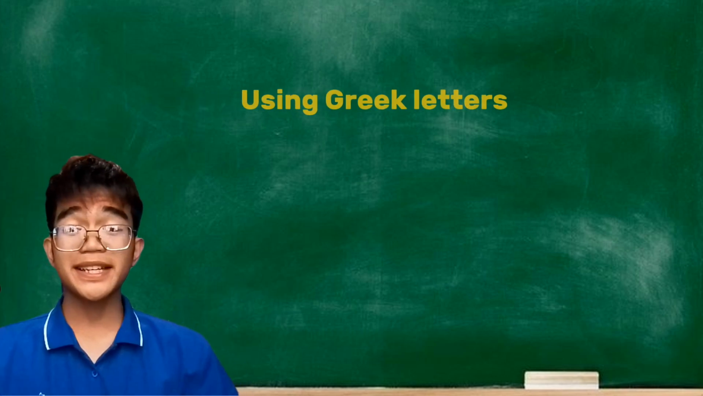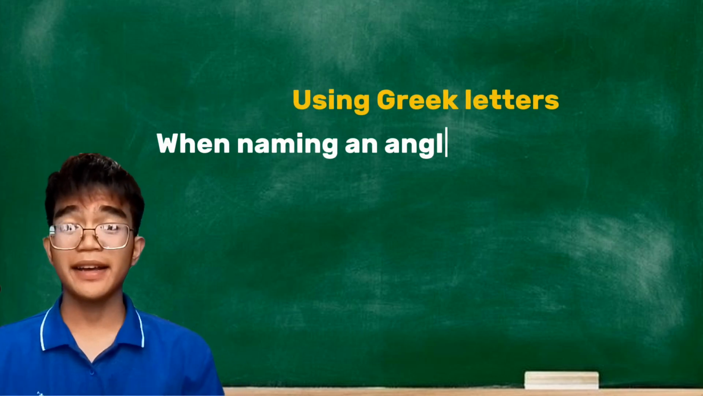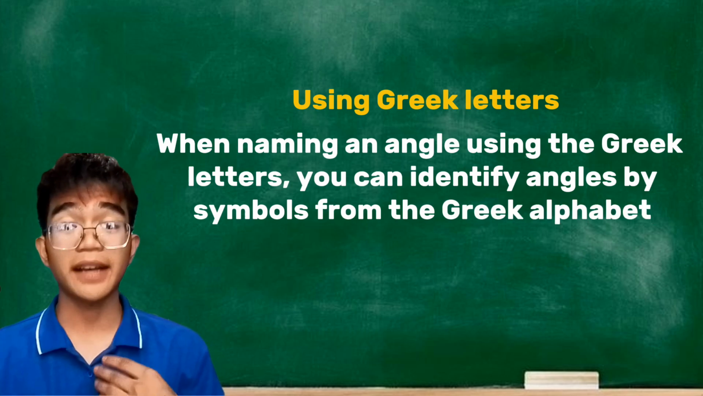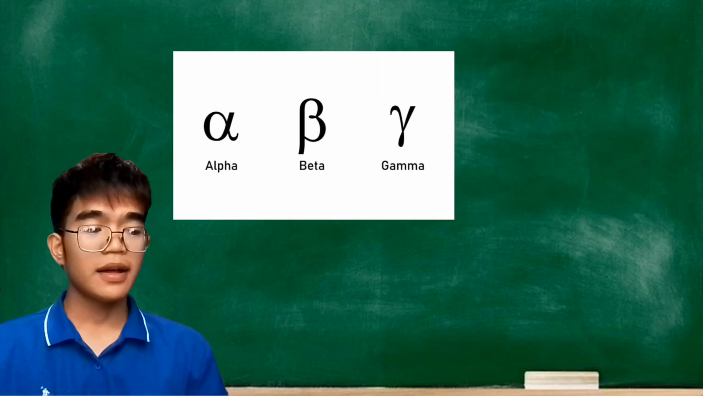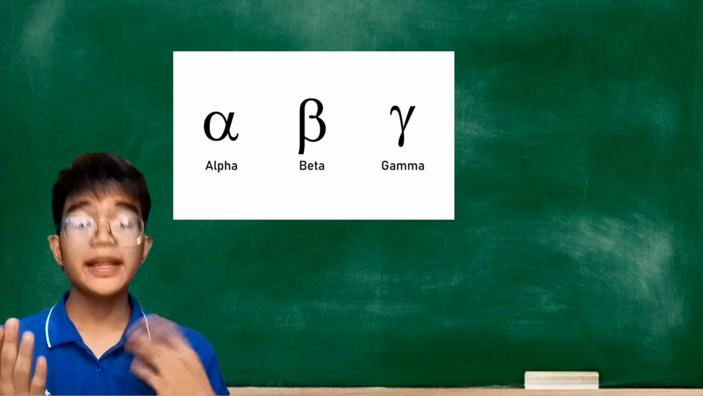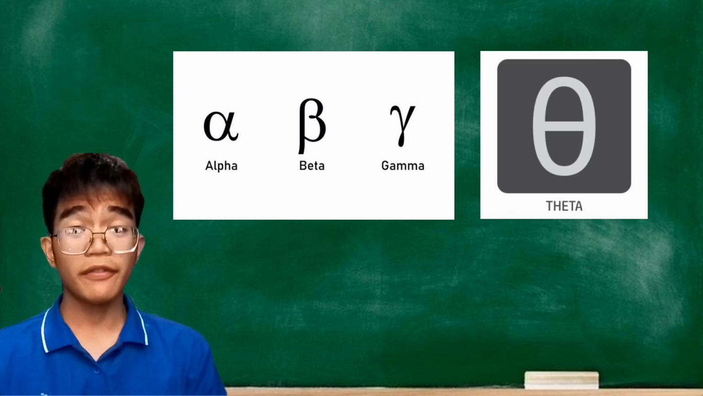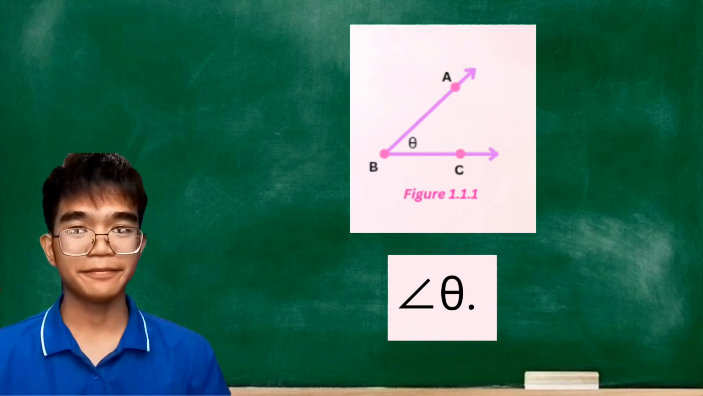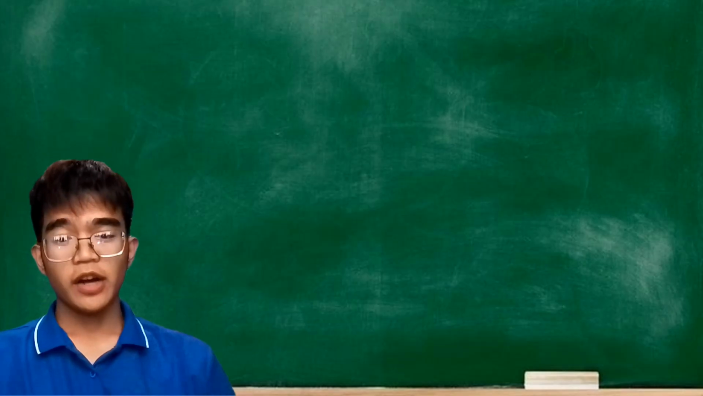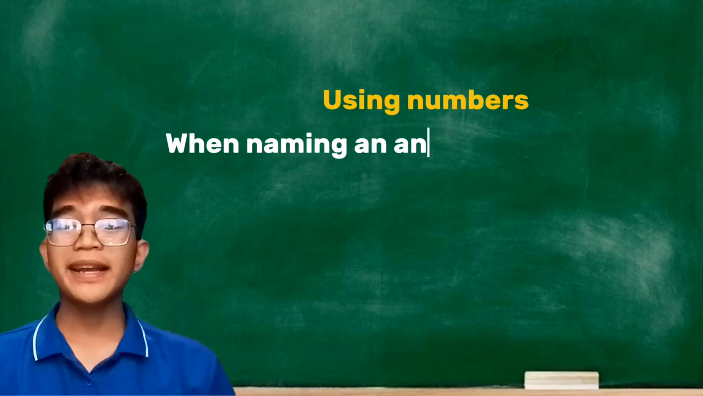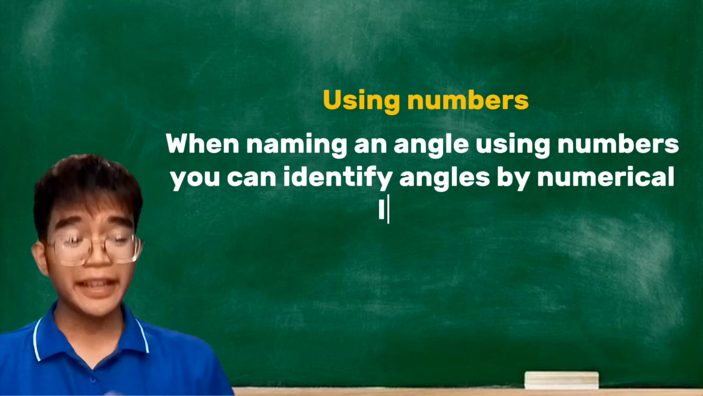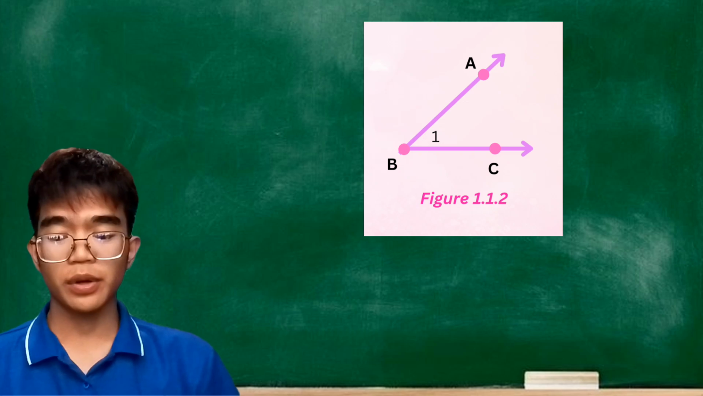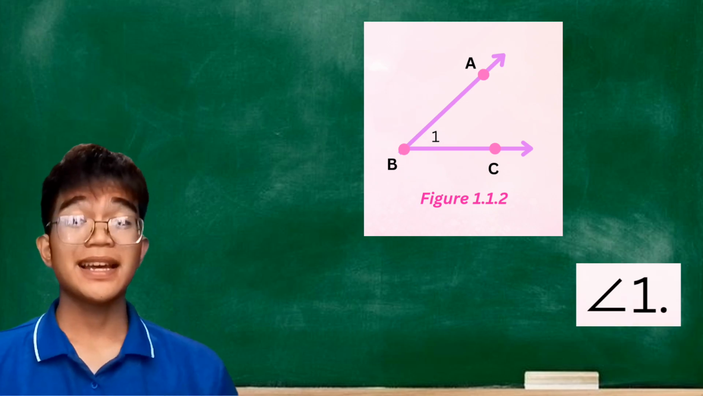Number 3, using Greek letters. When naming an angle using Greek letters, you can identify angles by symbols from the Greek alphabet, such as alpha, beta, gamma, theta, and others. So in figure 111, the angle can be named as angle theta. Number 4, using numbers. When naming an angle using numbers, you can identify angles by numerical labels. So in figure 112, the angle can be named as angle 1.